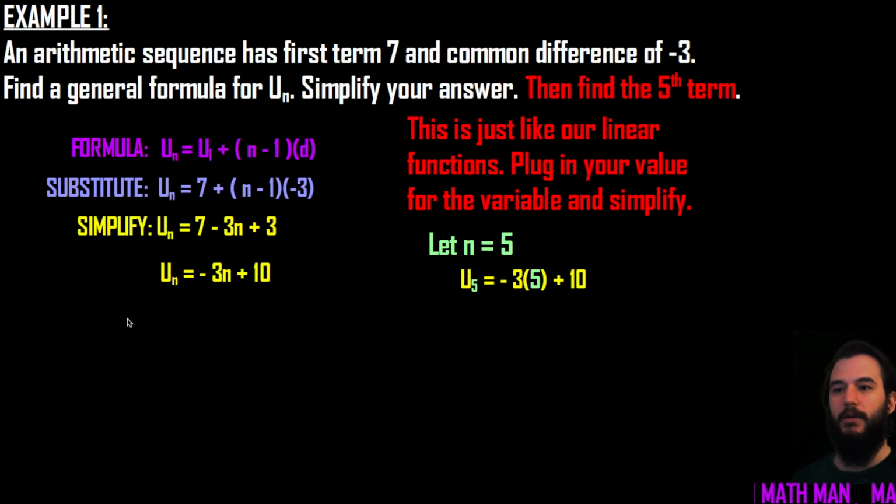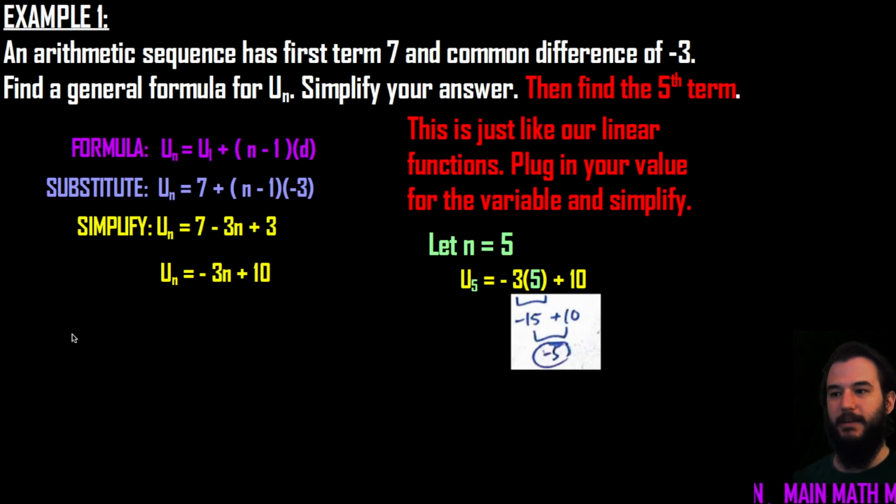And so my rewritten equation, I'm saying, okay, fifth term, u sub 5 is equal to -3 times 5 plus 10. Now I can use those order of operations again. I'm going to multiply those two values together to get -15. The positive 10 comes down, and so I have -5.